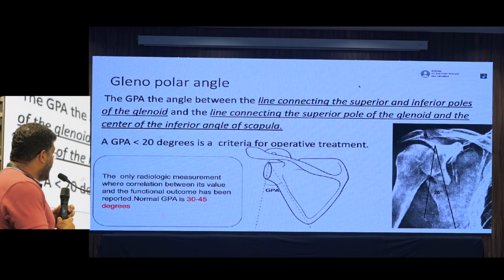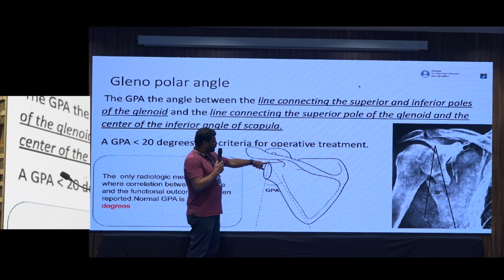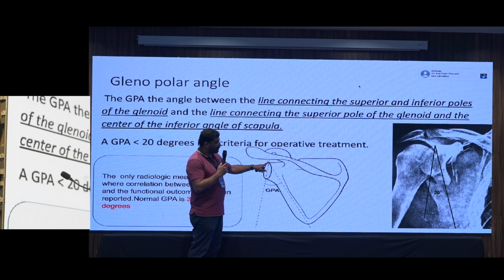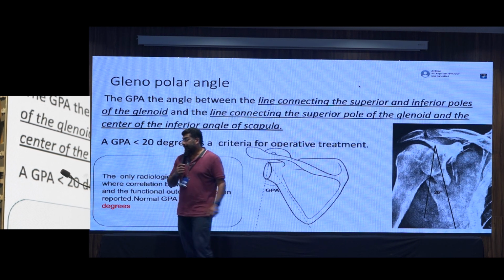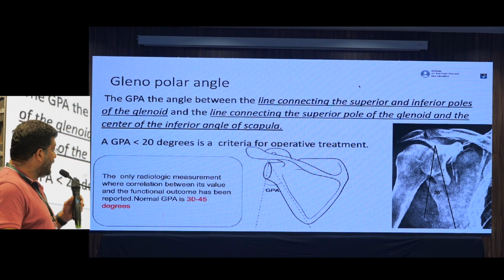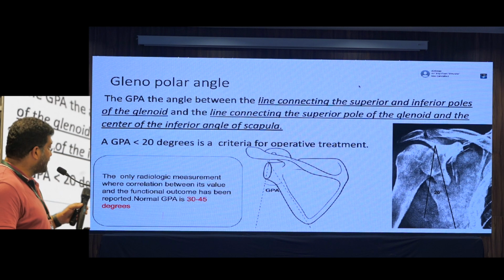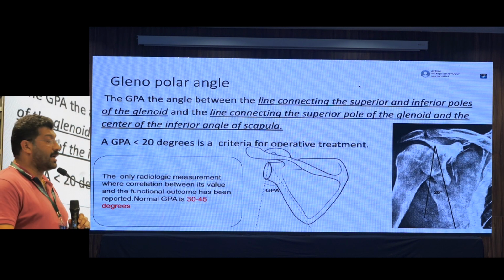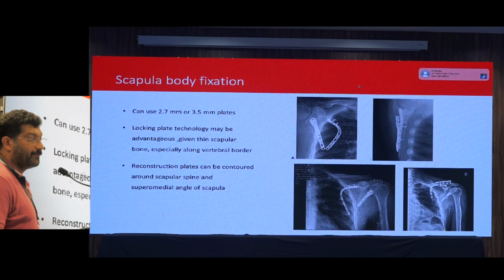What is a glenopolar angle? You make a line from the tip of the superior glenoid tubercle to the inferior tubercle, and the other line from the superior tubercle to the inferiormost angle. That angle is almost 30 to 45 degree. When it is medialized, this angle comes down. If it is less than 22 degree, it is an indication for surgery. All these things can be done only in CT.